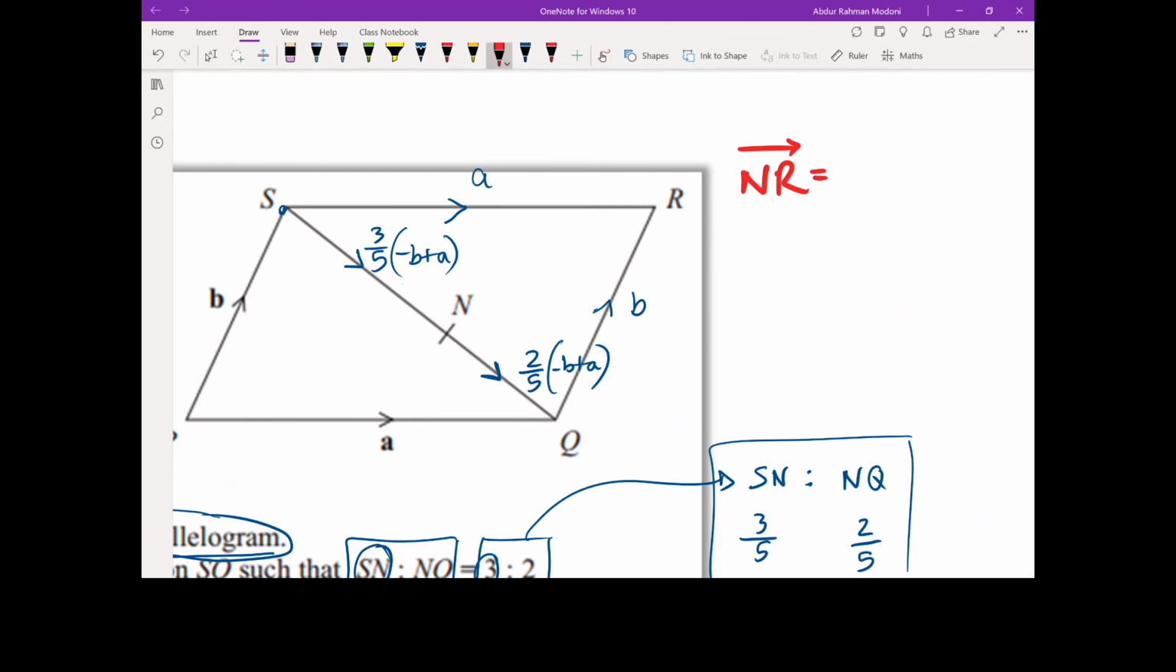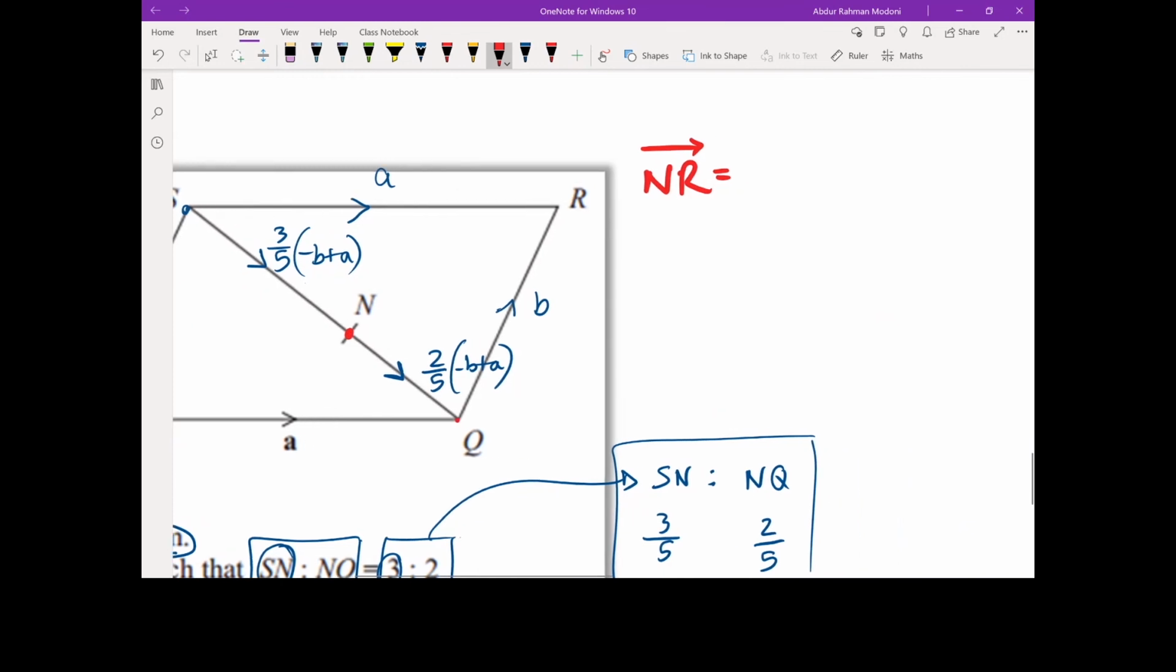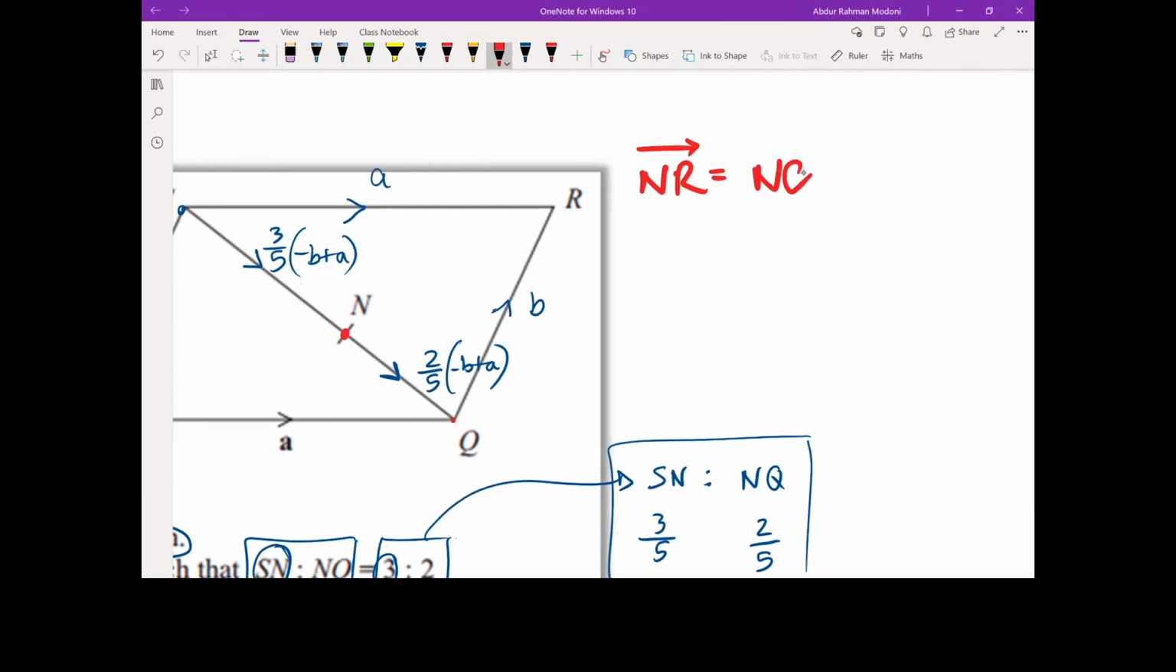I'm going to first of all go from N to R using the letters. So which way can I go? I'm starting at N. Where can I go first? To Q. So I can go from N to Q first, and then I can go plus Q to R. It's in the same direction, isn't it? Arrow. So what is N to Q?